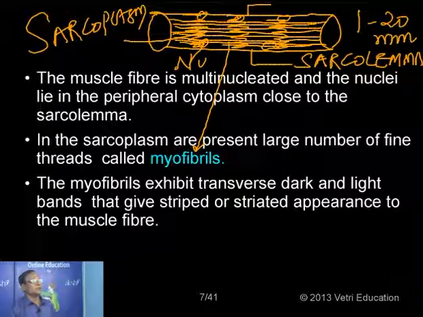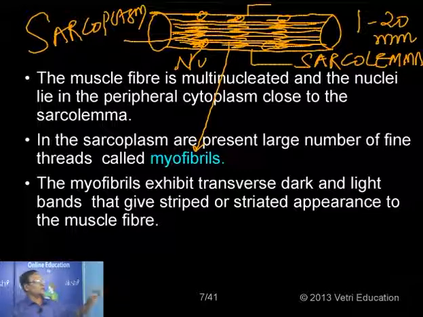This is because of the dark and light regions exhibited by the myofibrils. The myofibrils in their turn are made up of some filamentous structures, some thick filaments and thin filaments. The thick and thin filaments of the myofibrils are responsible for the dark and light bands which give a striped or striated appearance to the muscle fiber, hence the name striped muscle or striated muscle.